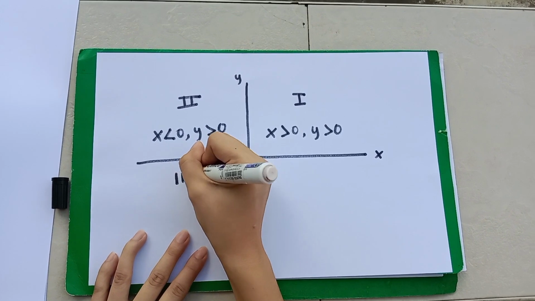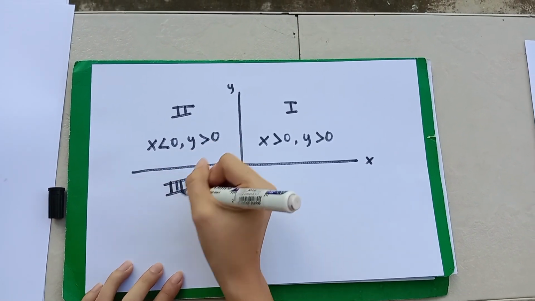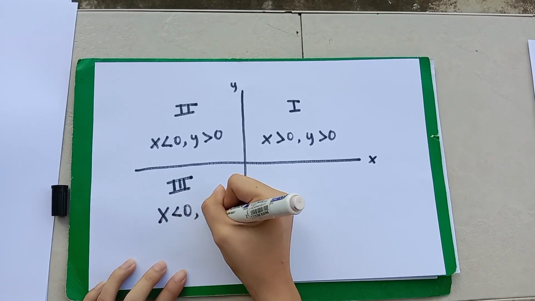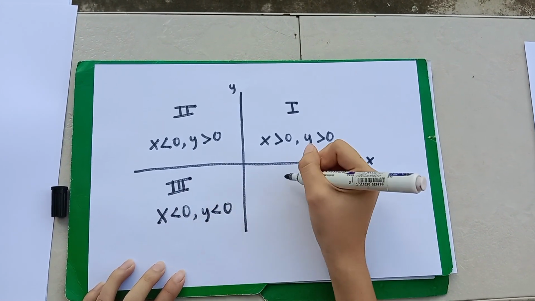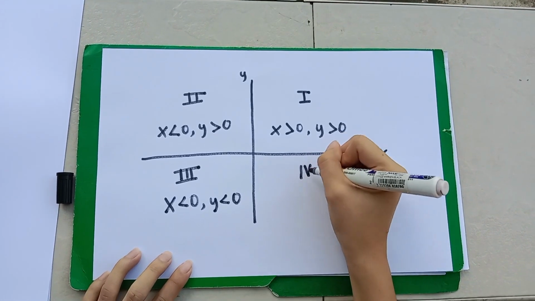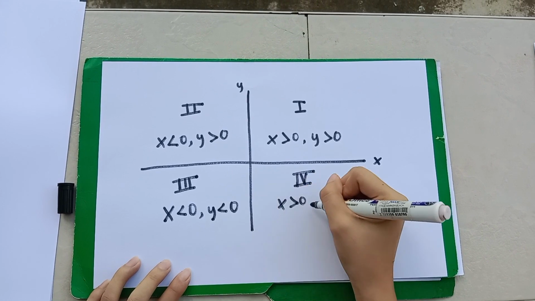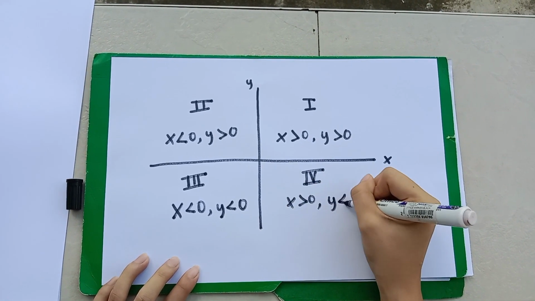For the third quadrant, x is less than 0 and y is less than 0. Lastly, for our fourth quadrant, x is greater than 0 and y is less than 0.